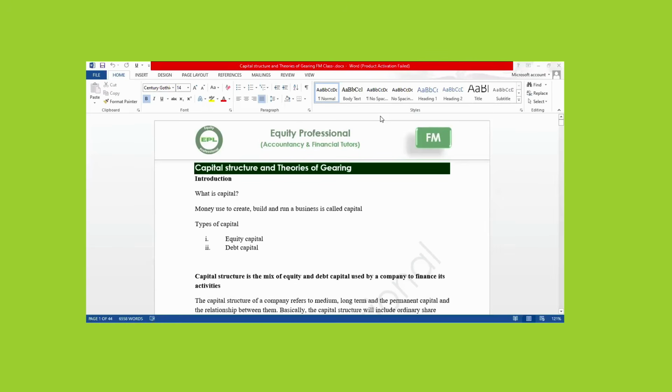Number two, debt capital. Your debt capital refers to borrowed fund. Debt capital represents all forms of borrowing to the business. You can finance your business by borrowing, or you can finance your business by using your personal money. Your personal money is your equity. The amount you borrowed to finance your business will be classified as debt capital.